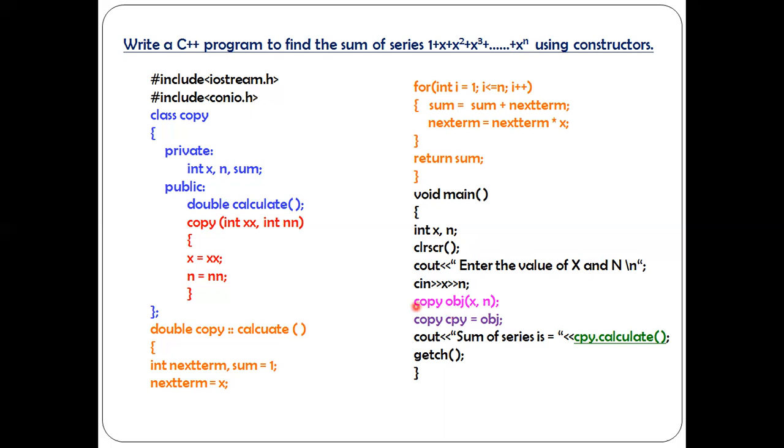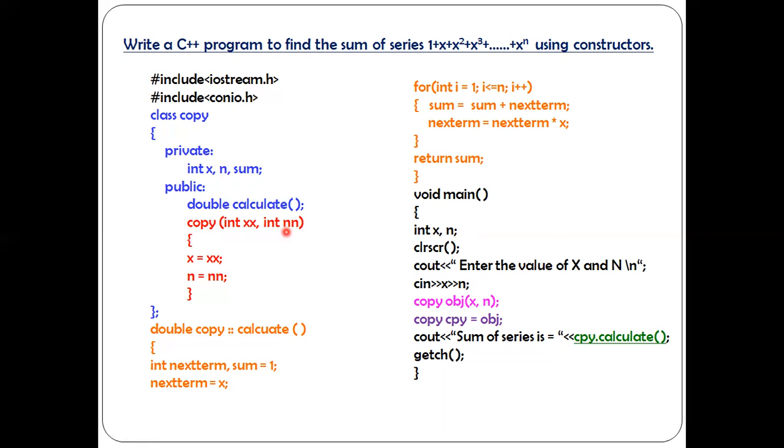When the cursor hits this particular line which is marked with a pink color, directly it goes to the constructor member function. This is the parameterized constructor. So copy open parenthesis int xx comma int nn. So what values have been passed from this main function to this parameterized constructor? Two values. One is 2, another one is 5.